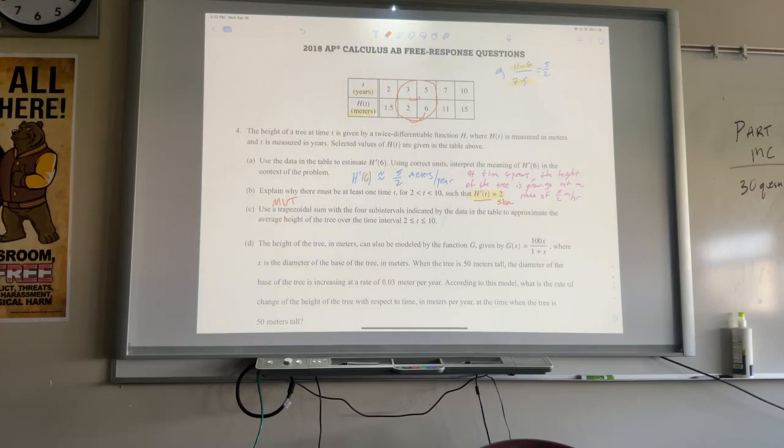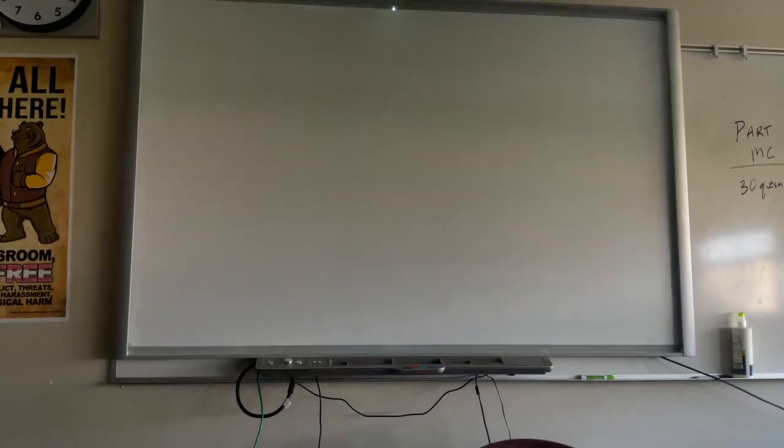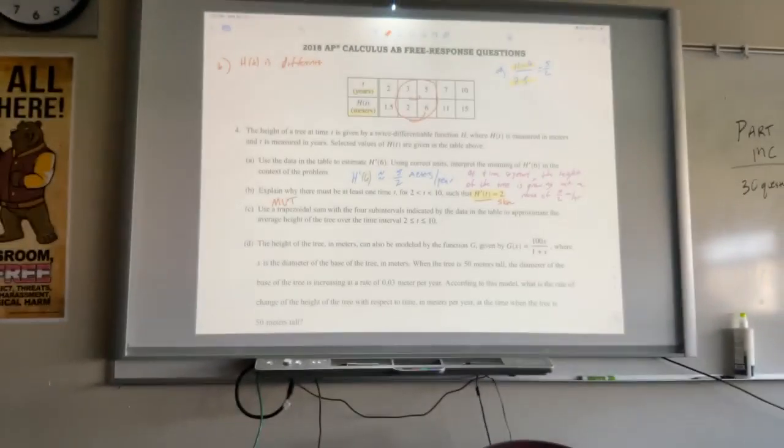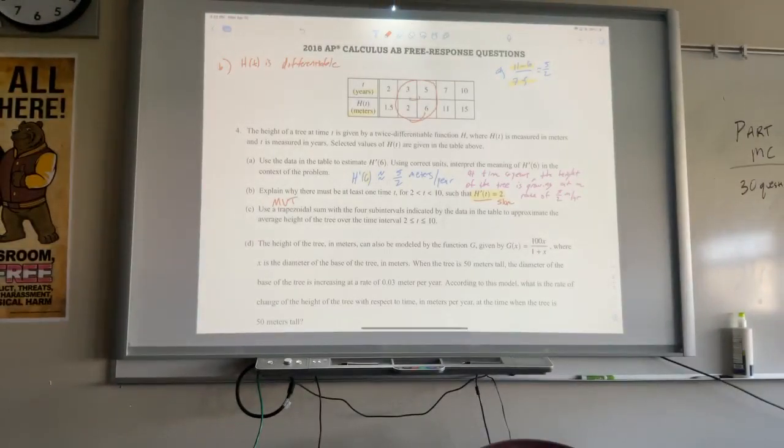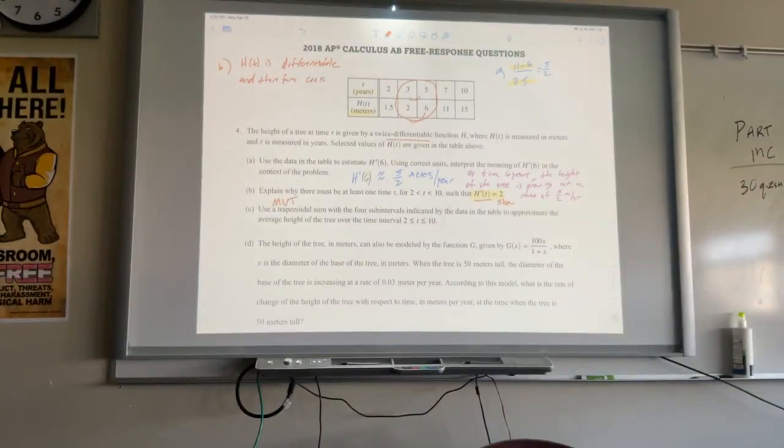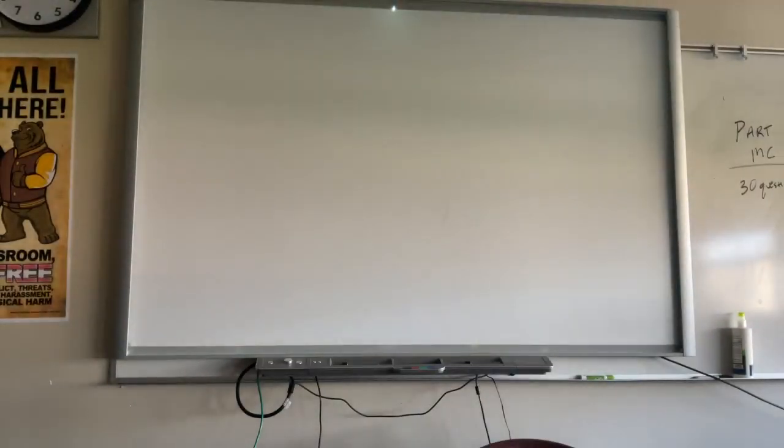So here's how you write it up for part B. Put it anywhere in your paper. You say, first of all, h of t is differentiable. How do I know that it's differentiable? It told me it was twice differentiable. So you say h of t is differentiable and therefore continuous.